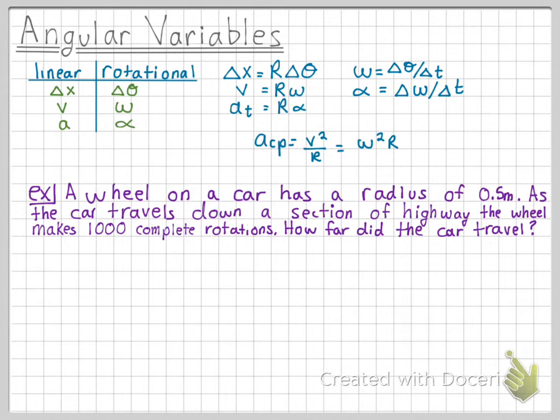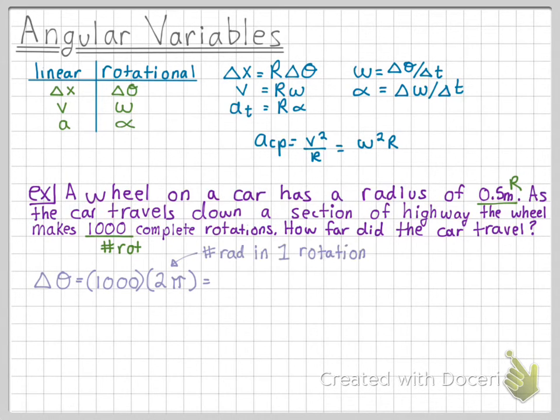So first, let's label the variables we were given. We know that we have 1,000 rotations and a radius of 0.5 meters. And we want to find the total linear displacement, also known as delta x. First, we should find out how many radians this tire experiences over the time interval. We know that there are 2 pi radians in one rotation. So in order to find the total angular displacement, we're going to multiply the number of rotations by 2 pi. And we see that the total angular displacement is 2,000 pi.